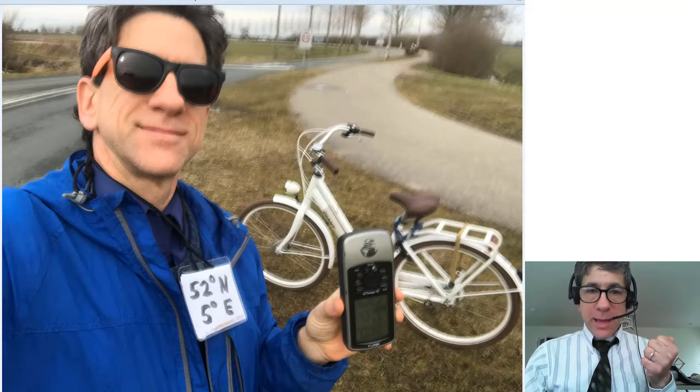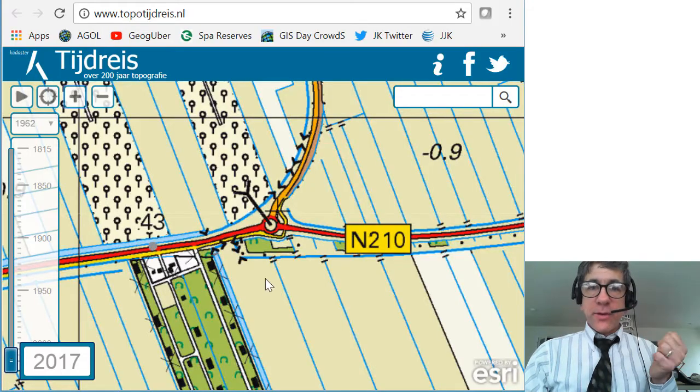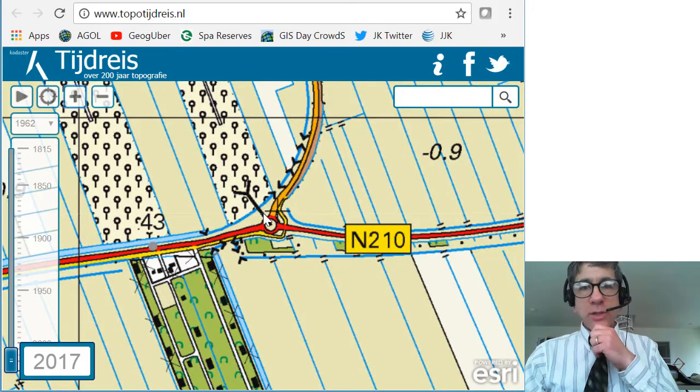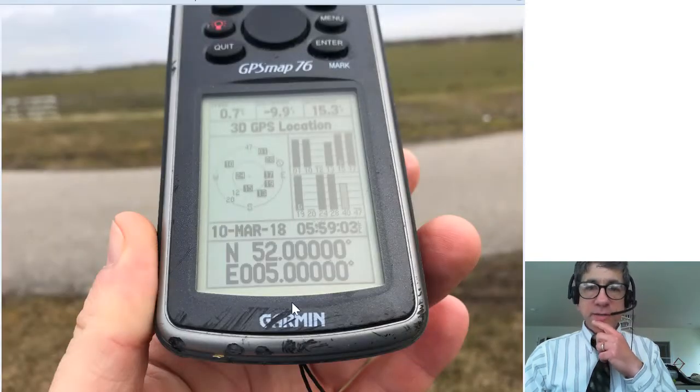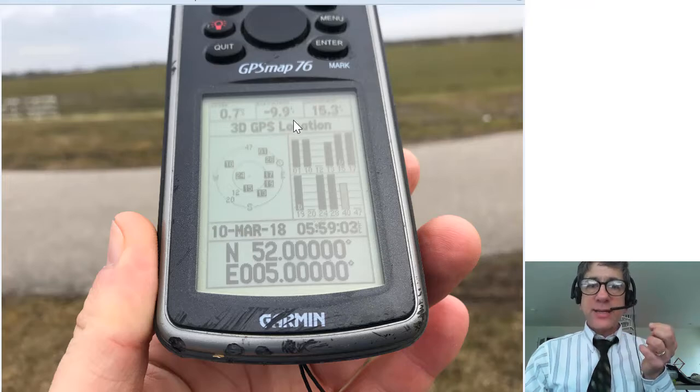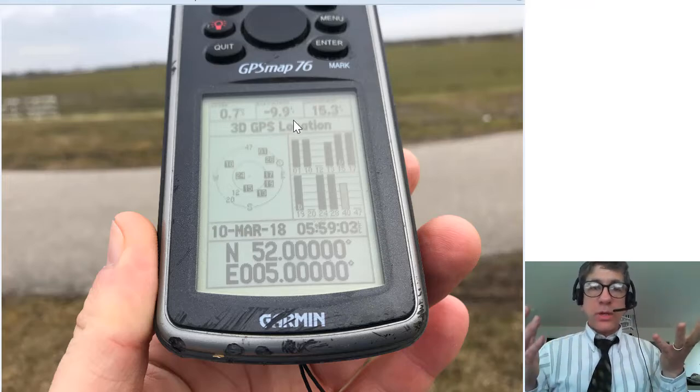Okay, so on to the mapping tool. Let's go to the mapping tool right now and examine that area. So here's the N210 looking out there. Notice the elevations here. Oh, right there. Okay, see that, 52.5? Notice the elevation here is minus 9.9 feet, 3-ish meters. Anyway, the point is that we're below sea level.